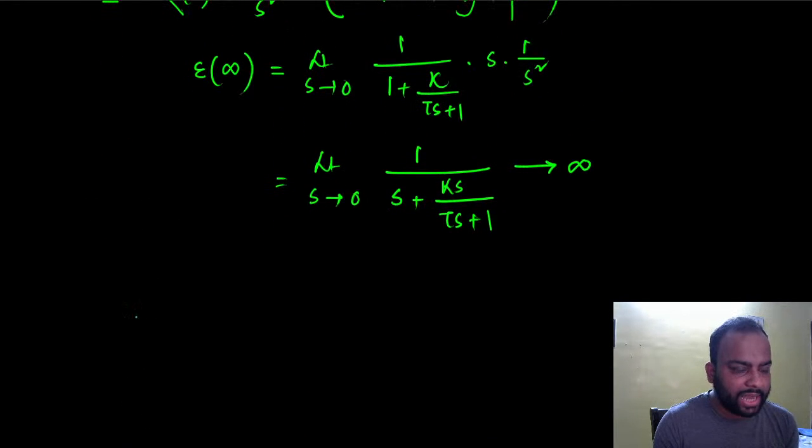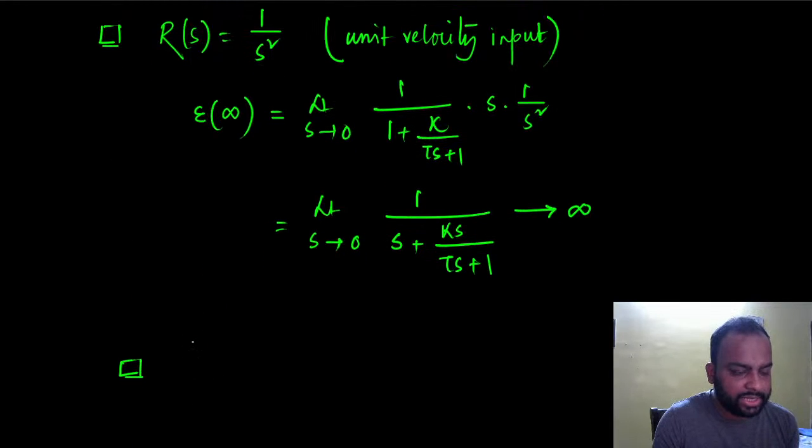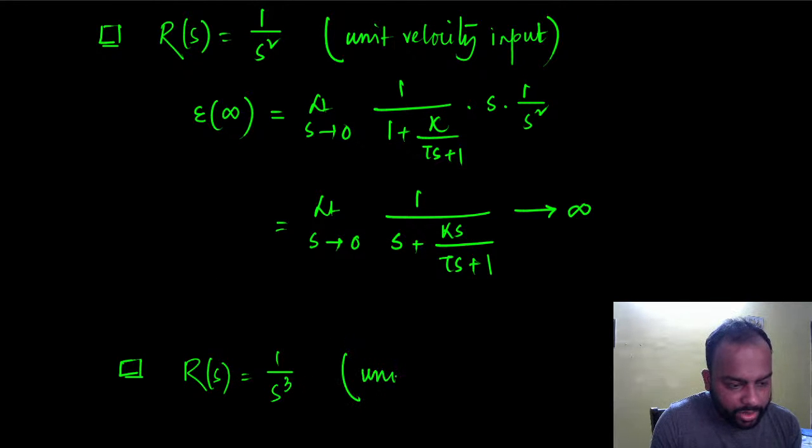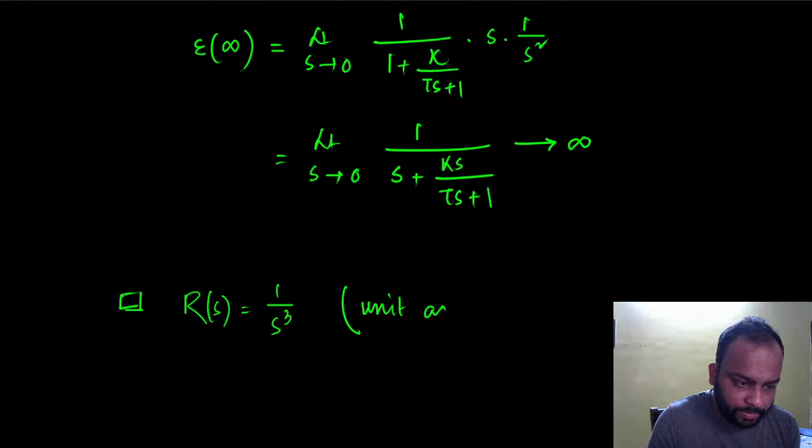Let's consider the third situation. I believe you already understand the third situation if you have understood the second situation. We are considering R(s) equal to 1 by s cube, which is the unit acceleration input.